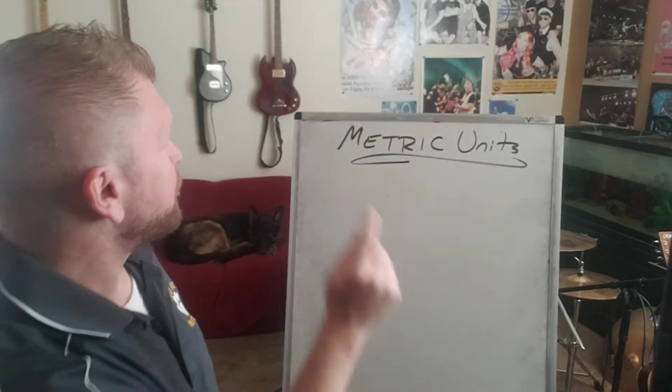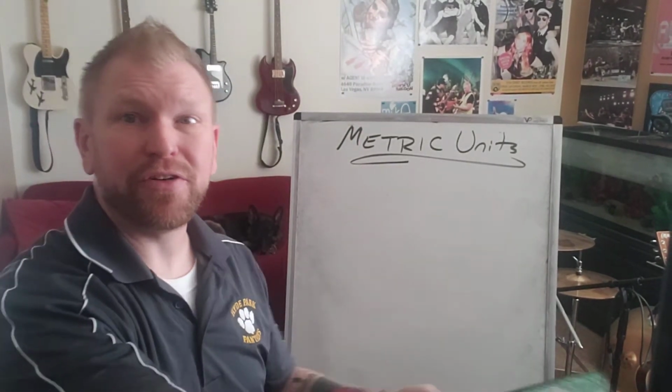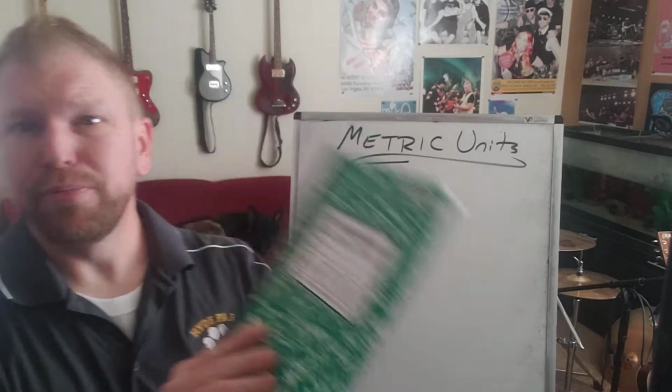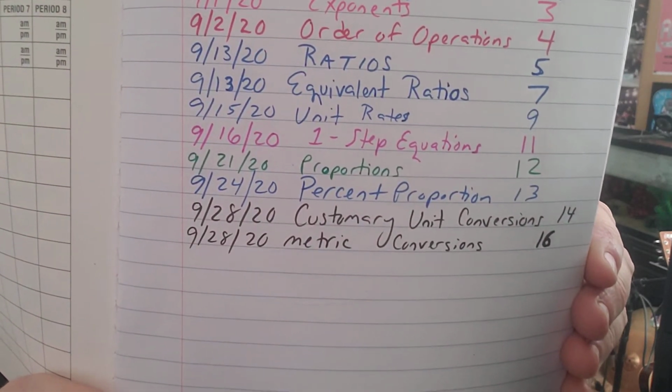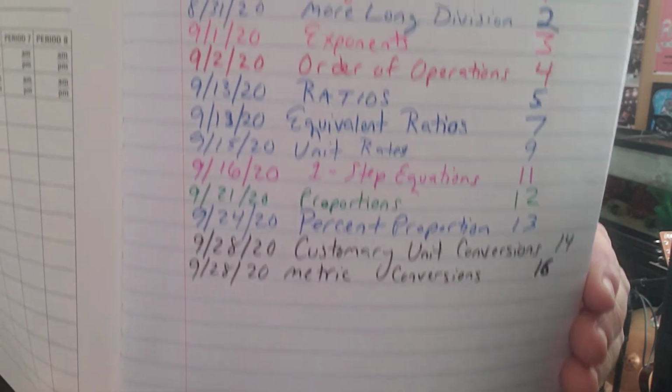All right, Panthers, now we're on to metric unit, to metric conversions. We're going to put this in your notebook. So get your notebook out, go to your table of contents, write down the date. The title is metric conversions, and figure out what page number you're on. Go to that page number.